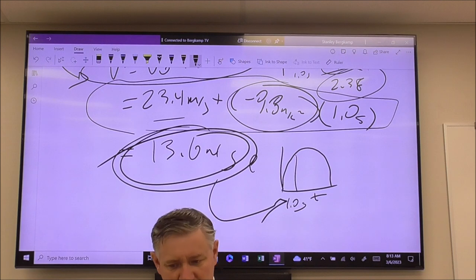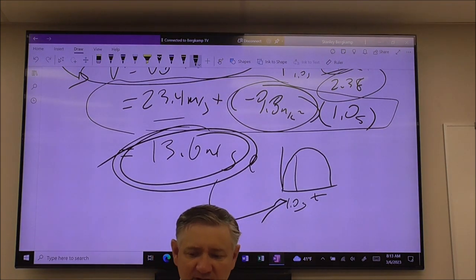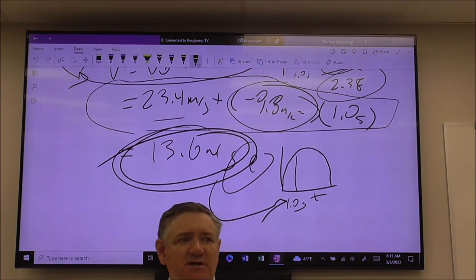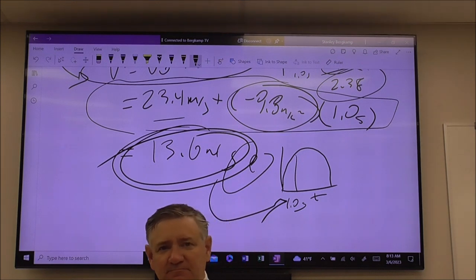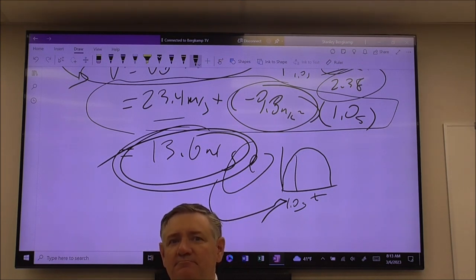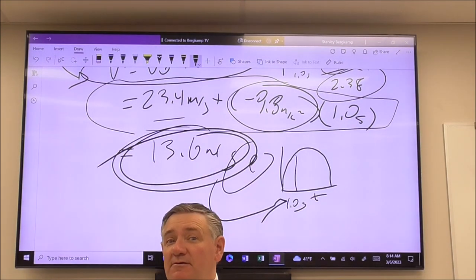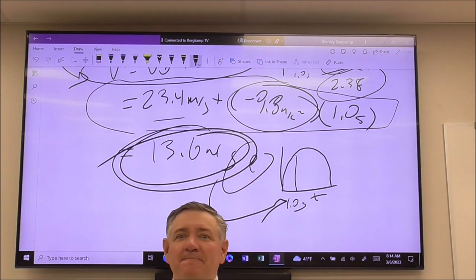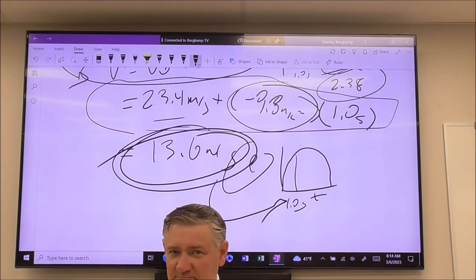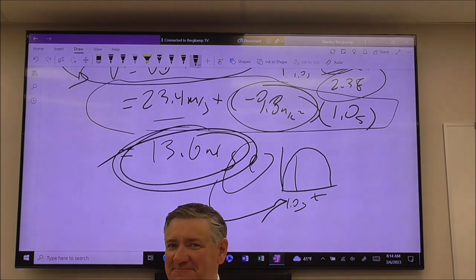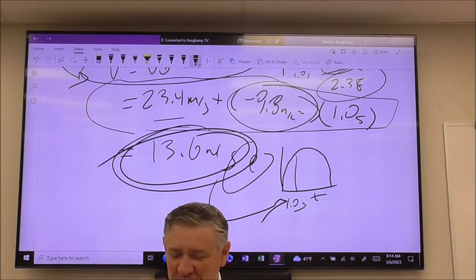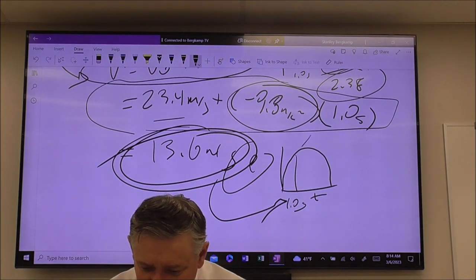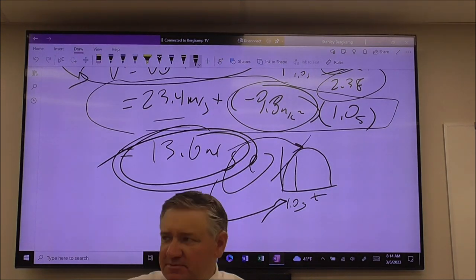How does that 13.6 match and play a factor on the position time graph? Hector. The distance in 1 second? Nope. Let me give you a hint. It rhymes with tangent line. If you draw a tangent line, the slope. Beautiful. So the slope of that tangent line in 1 second is going to be 13.6 meters per second.